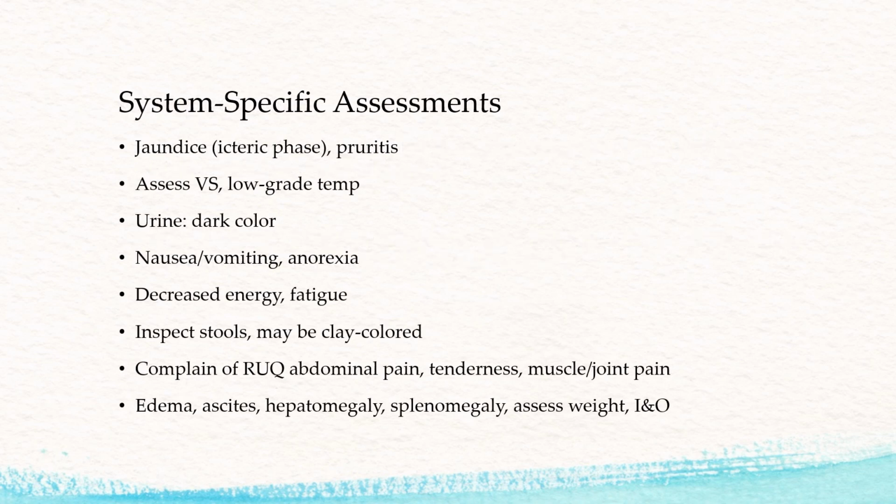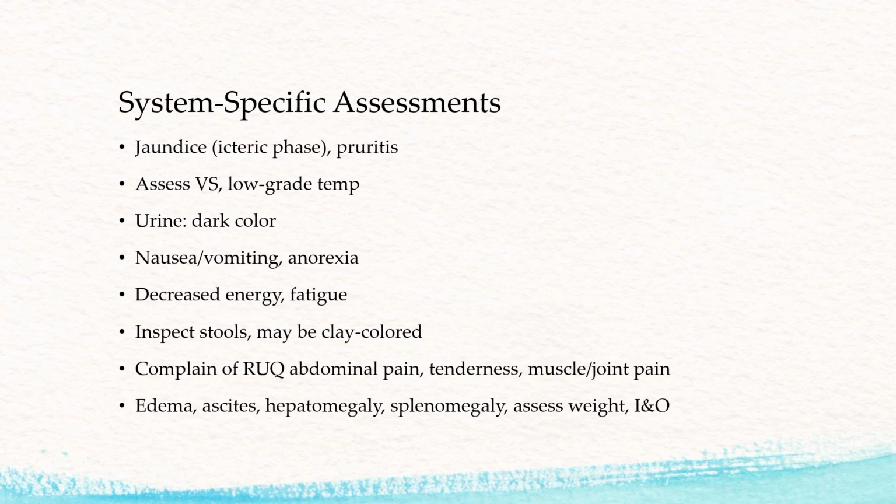Again, system-specific assessments: you may see jaundice, which is your icteric phase, and pruritus, that itchiness. You're going to assess the vital signs, which may show a low-grade temperature. What is your urine going to look like? We talked about that. It's going to be that dark, almost tea-looking color. They're going to have their nausea and vomiting, not wanting to eat, that fatigue. Again, we talked about the clay-colored stools.